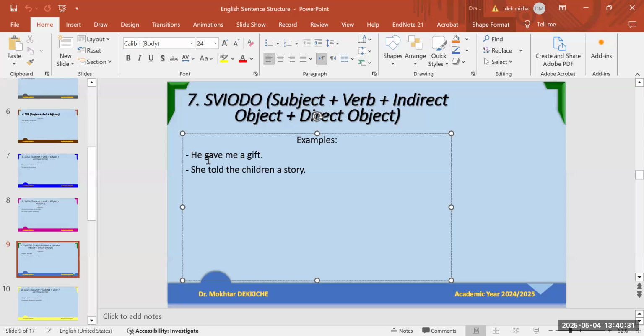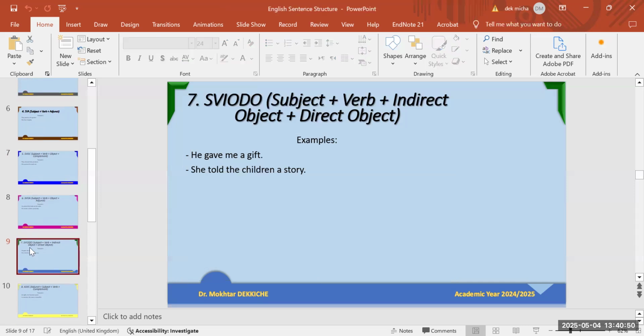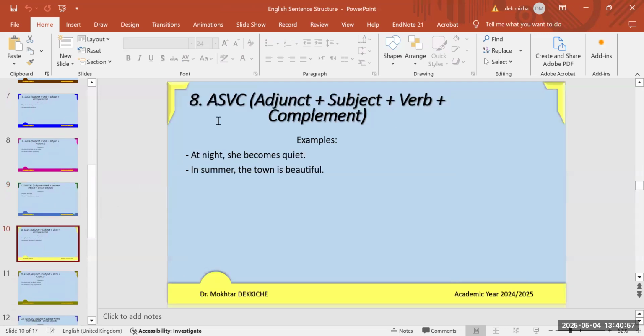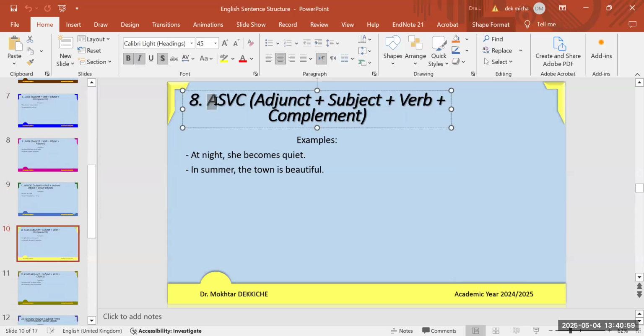The same thing in the second example. It is very clear to say she told the children a story, than to say she told a story to the children. Okay? Then let's move to another structure, which is adjuncts. Here we began with the adjuncts, subject, verb, and complement.